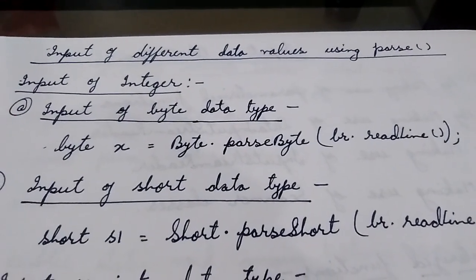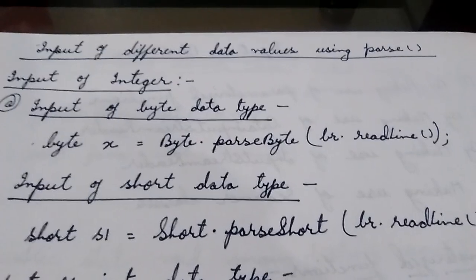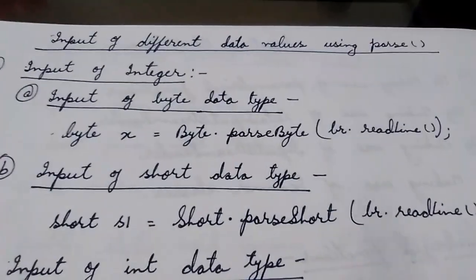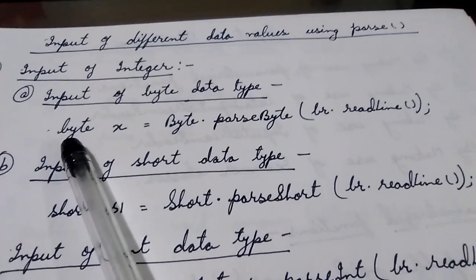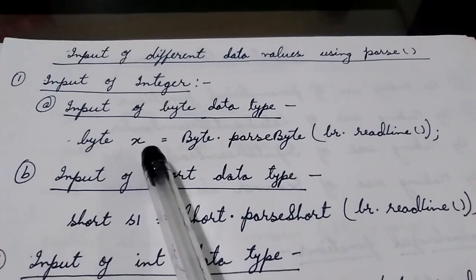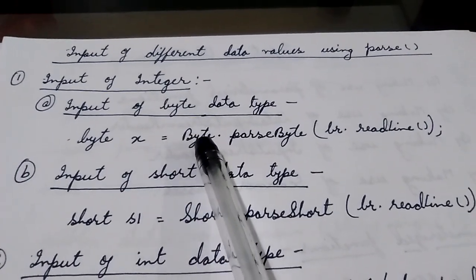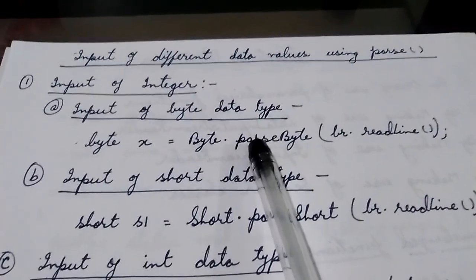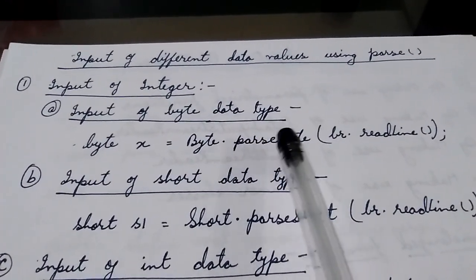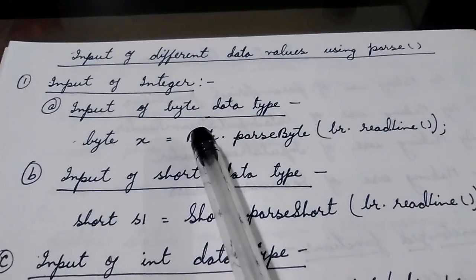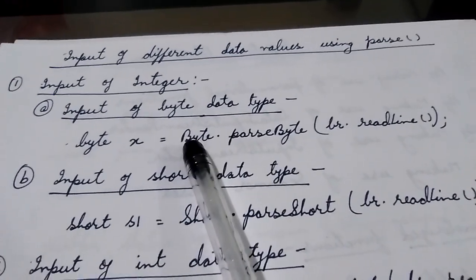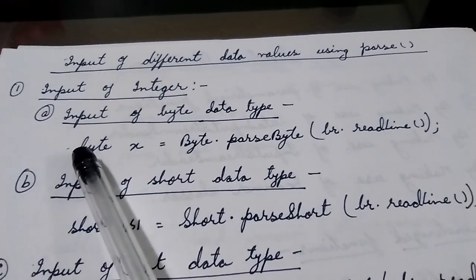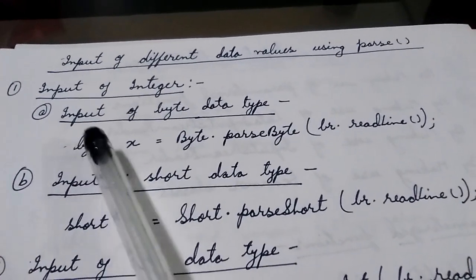This is applicable for all the data types because primitive data types are always written in small letters. And after the assignment operator, parseByte is a function that is converting the string to the respective data type, and this work is done by the wrapper class. This is a wrapper class and this is my primitive data type.